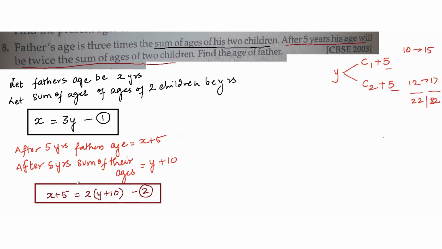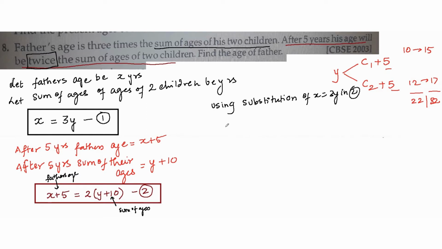Again, in the second equation, x plus 5 is the father's age, and y plus 10 is the sum of ages of the 2 children, and it's twice. That is the condition given. The age of the father is twice the sum of the ages of his 2 children. So using substitution here will be very useful. I will substitute x equals 3y in the second equation.